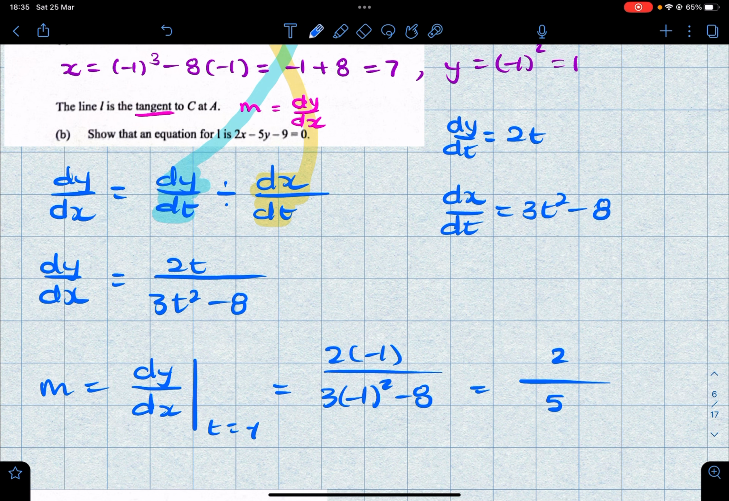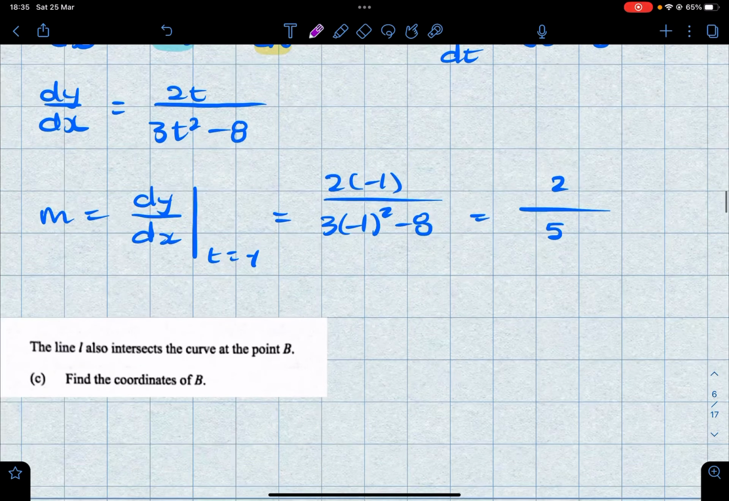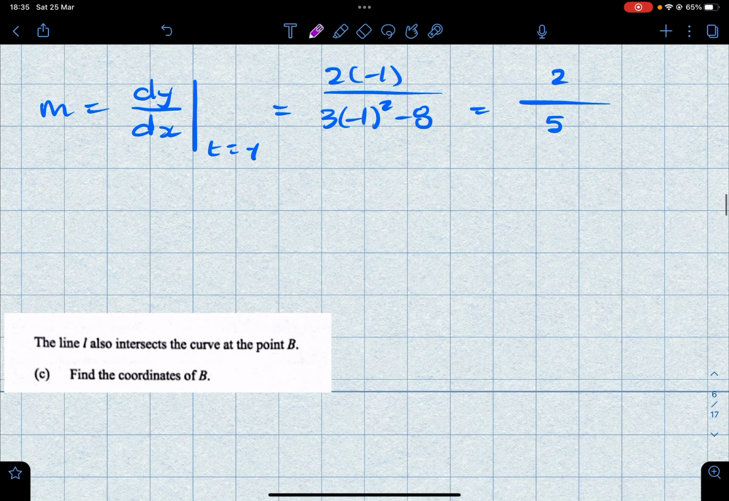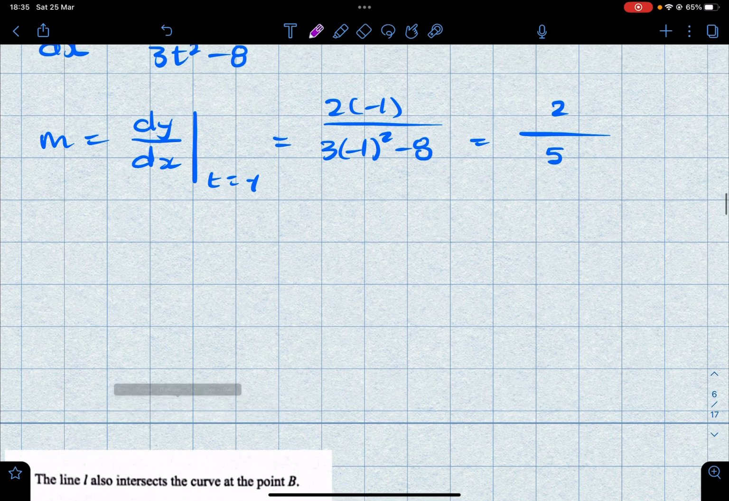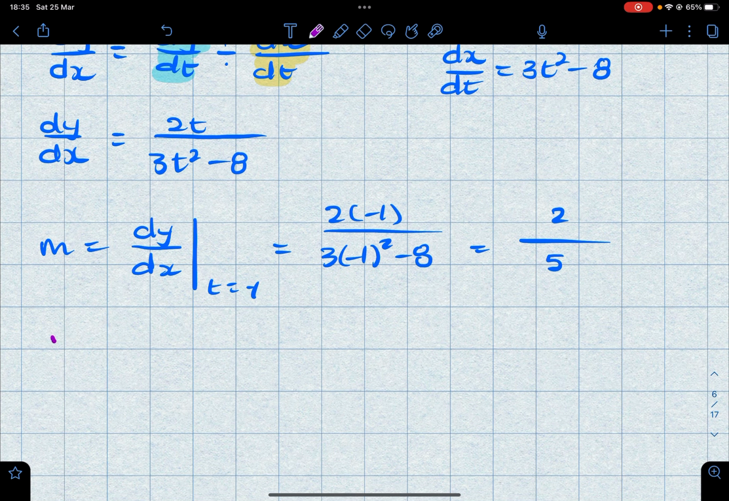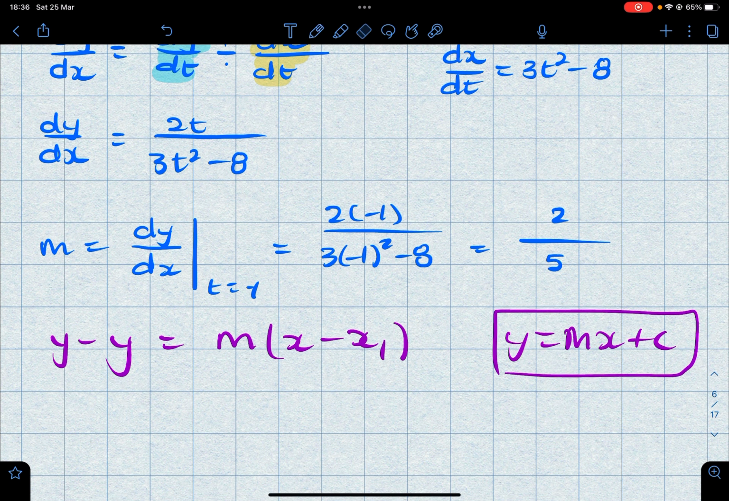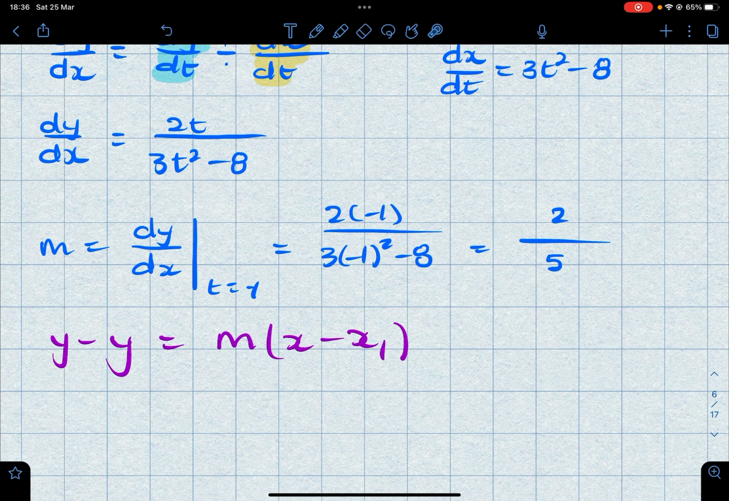So to find the equation of the tangent, we use the expression for the equation of a straight line, which is y minus y1 equals m times x minus x1. Or you could have said y equals mx plus c. We can use that, or we could use this. This is sometimes an easier alternative. So m is the value we just found.